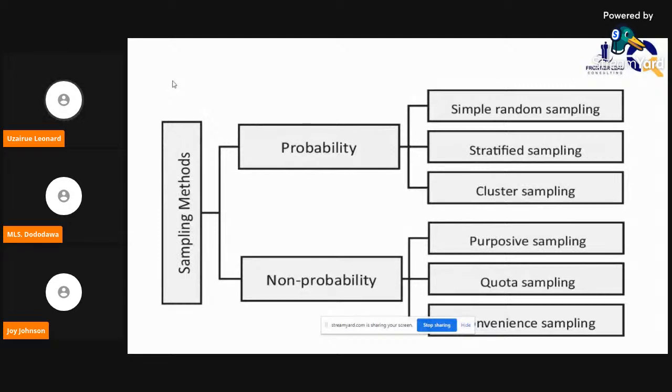But for you to use a probability sampling method, you have to be doing quantitative research. So if you want to produce results that are representative of the whole population, probability sampling techniques are the most valid choice. So it therefore means that yesterday when we were talking about population and sample, I kept mentioning that there is need for you to have a representative sample of a population.